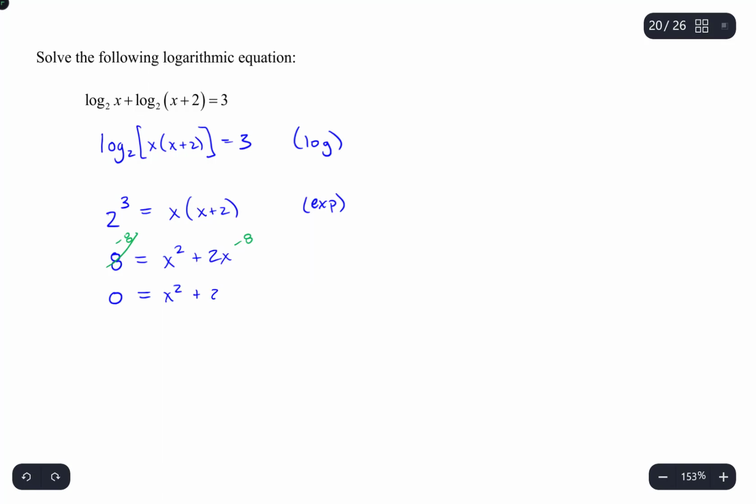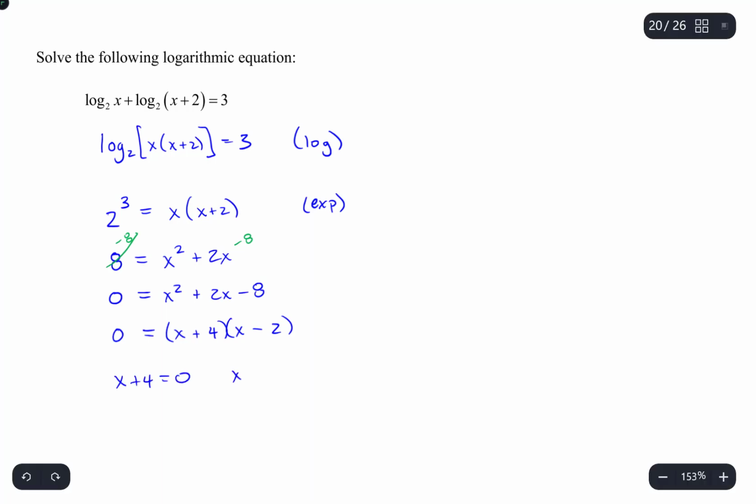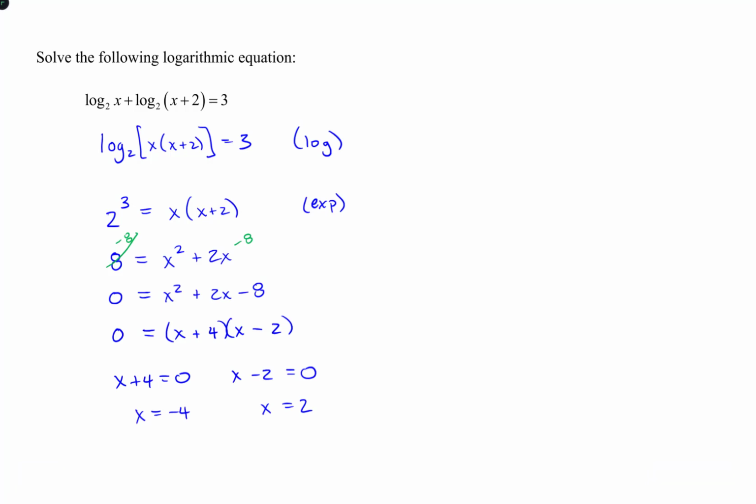And then we'll try to factor if possible. If it won't factor, then we can use other means of solving the quadratic. But I think this will factor. So x and x will multiply to x squared. 4 and 2 will certainly multiply to 8, but I need these two constants to add up to positive 2, so I need this to be a positive 4 and a negative 2 for that to work out. Now, when I set each of these factors equal to 0, x plus 4 equals 0 and x minus 2 equals 0, then I get x equals negative 4 and x equals positive 2 as potential solutions.